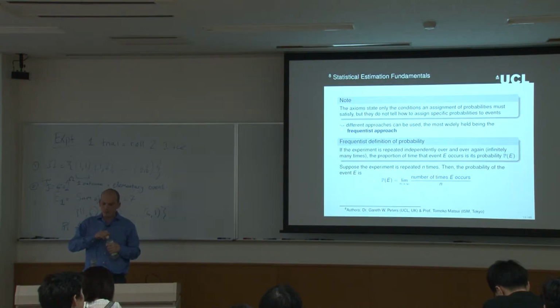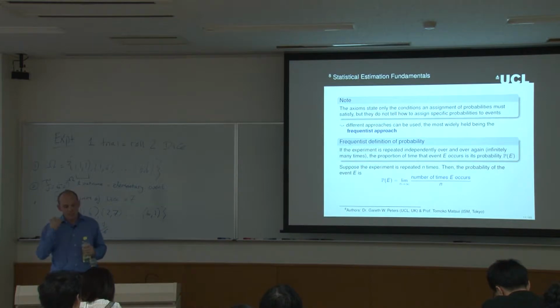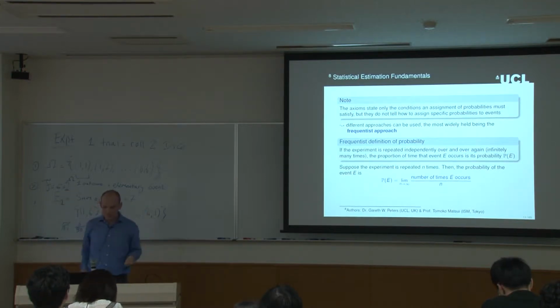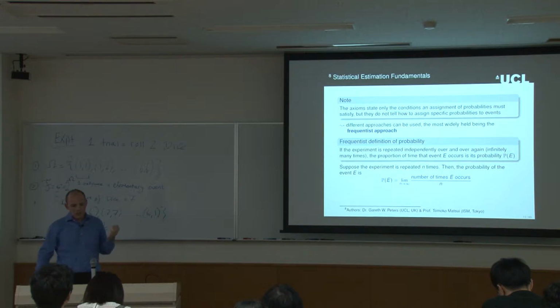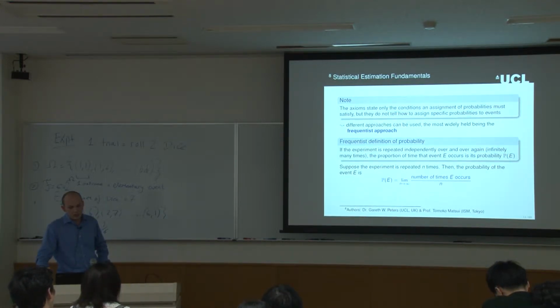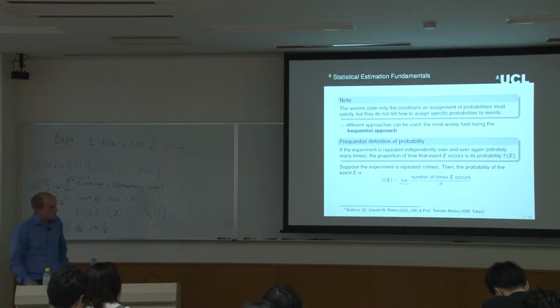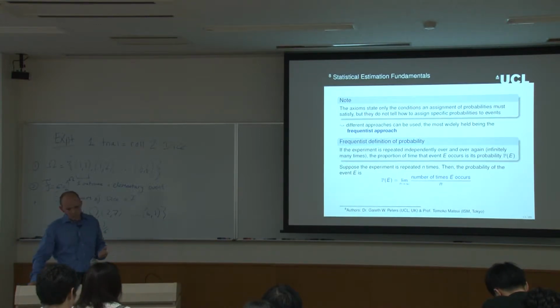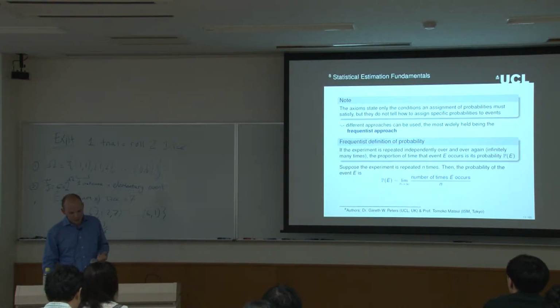But we note that these axioms only state the conditions an assignment of probabilities must satisfy. It doesn't tell us how to assign specific probabilities to different events in the sample space. So this is what we want to do from our data. There are different approaches: Bayesian and frequentist, the most widely held being the frequentist approach. And this is what we'll discuss in this set of lectures.